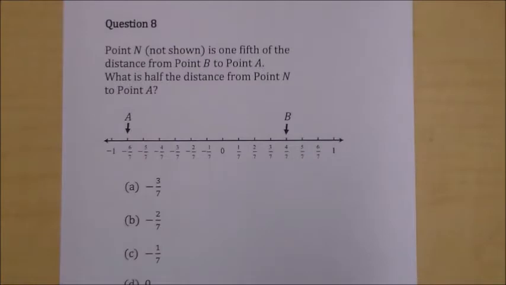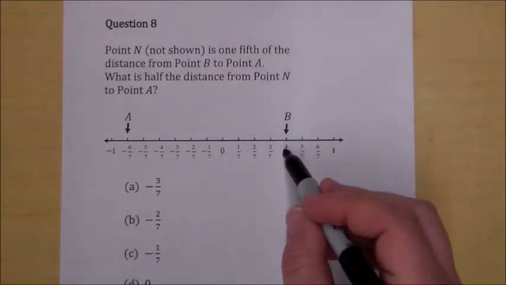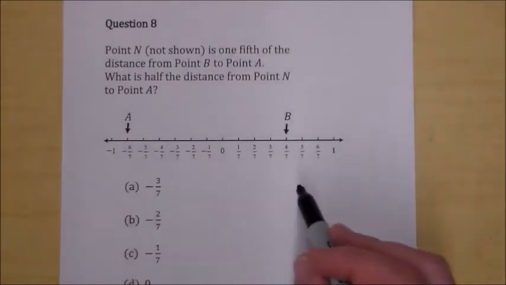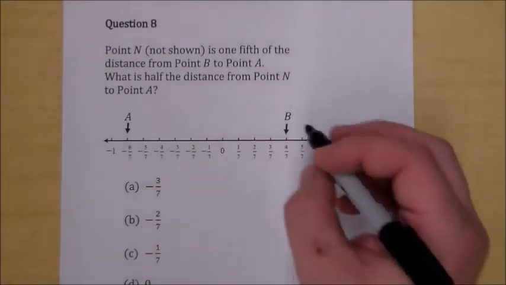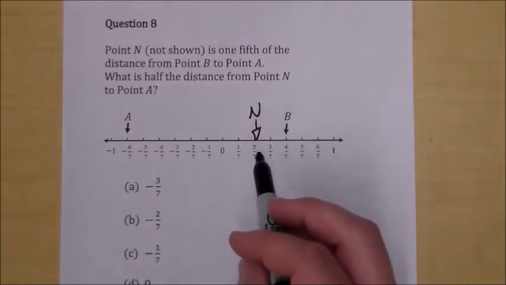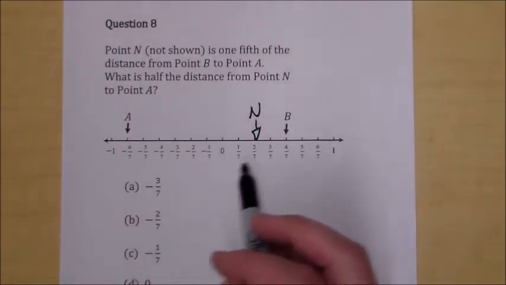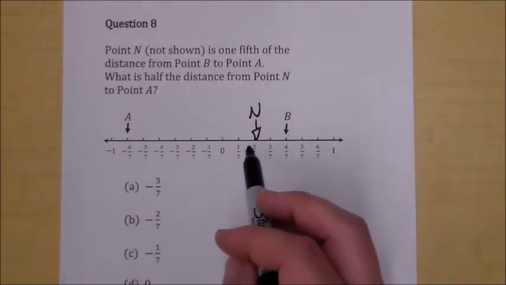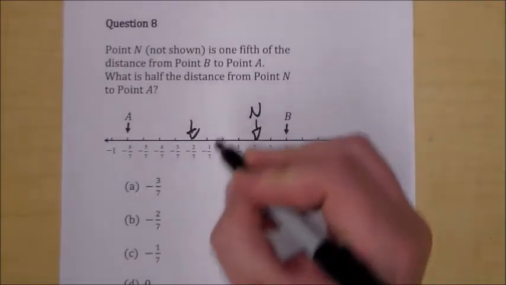We're good. Point N, not shown, is 1/5 of the distance from point B to point A. What is half the distance from point N to point A? Okay, so 1/5, and we have 10, right? Because 4 to -6 is 10 spaces. We're going to have 1/5 of that, so that's 2. So that's where N lives. What is half the distance between 2 and negative 6? Well, that's 8, and half the distance of 8 is 4. So we've got to go 4 spaces. And there we go.